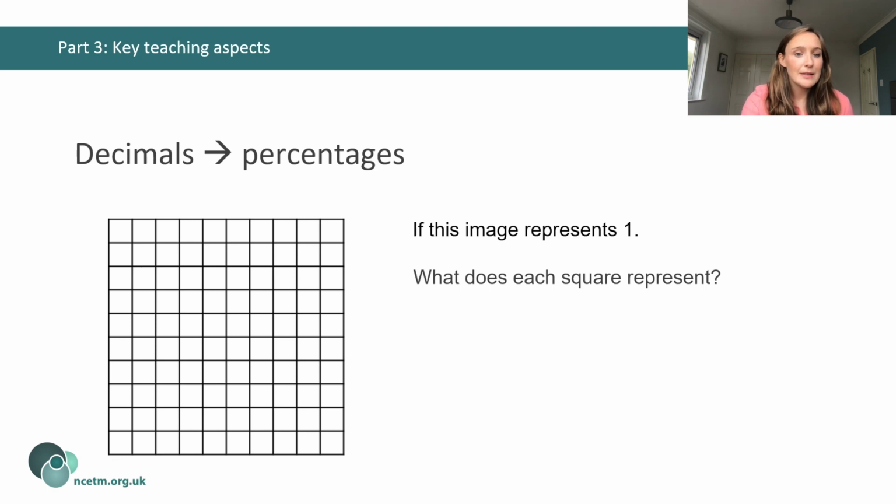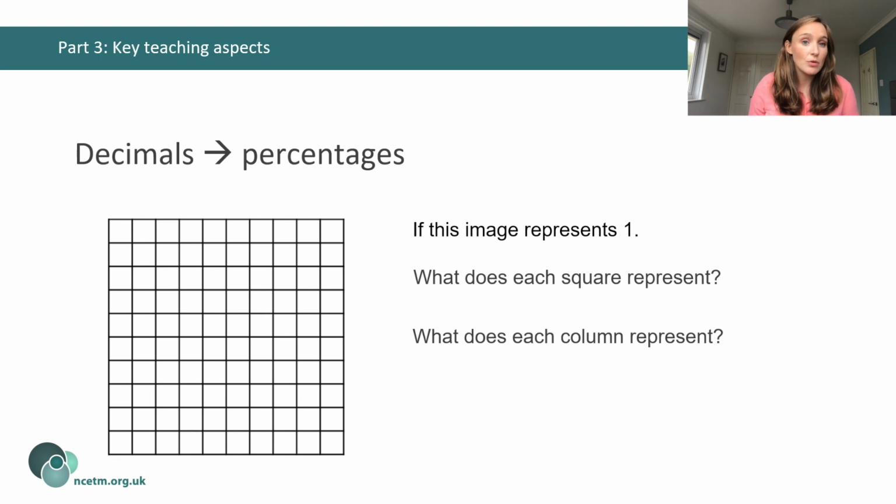And so really getting the students familiar with this representation. And then also, what does each column represent? And once they're happy with that, I then spend some time just with this one grid. I don't talk about percentages really at all until I'm happy that they have fully understood this representation.